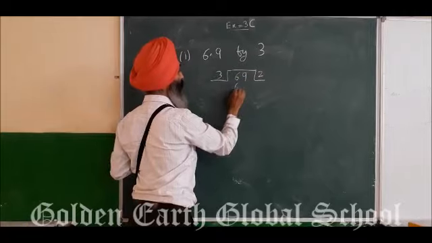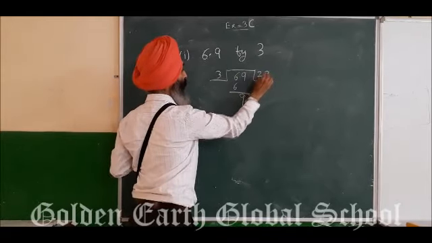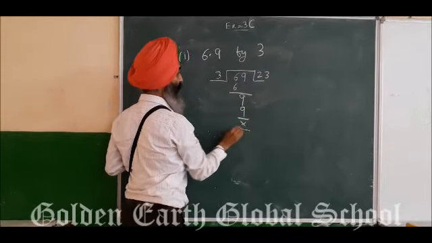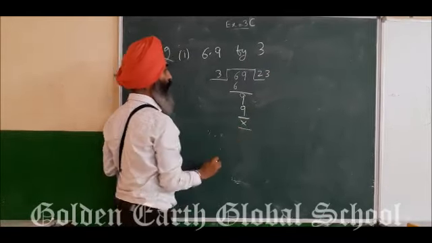3 twos are 6, 9. 3 threes are 9. So your answer is 23. So it means when you divide 69 by 3, your answer is 23. Now count the number of decimal places. Here it is 1. So put 1 here. So your answer is 2.3. These all parts are the same. You have to do all the parts of the second question by this method.